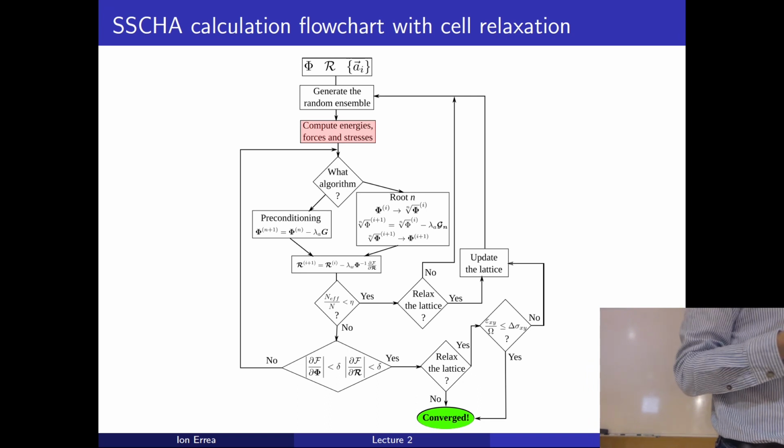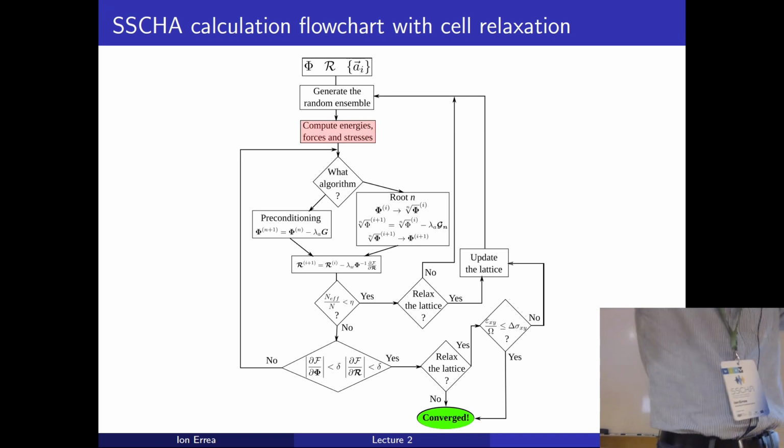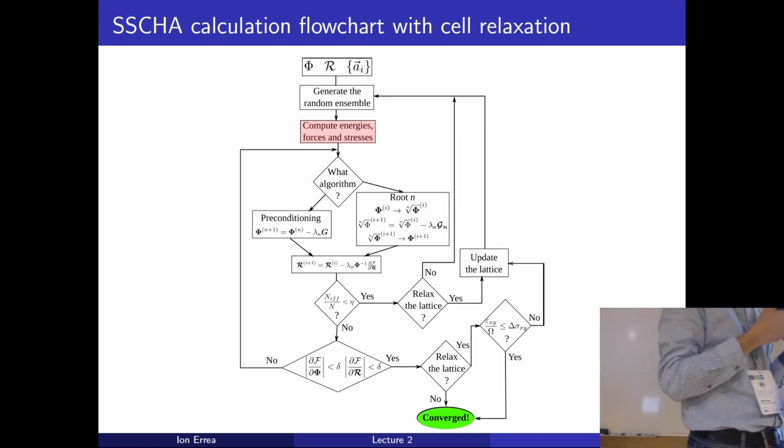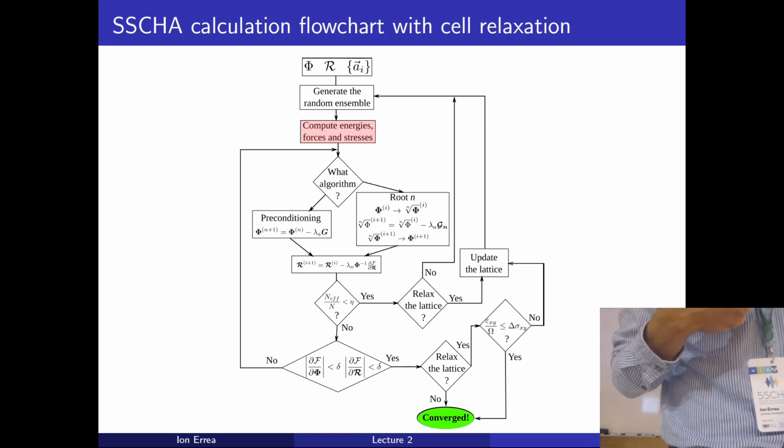You can do that at any theory level you want. You can do it ab initio, you can do it with a machine learning potential, you can do it with an empirical potential, you can do whatever you want. If we are using an ab initio code, this is the expensive part, the most expensive part. Normally we do these calculations in a cluster, with whatever code you want, and then bring them back to the SSCHA to perform the minimization, let's say. This is the idea.